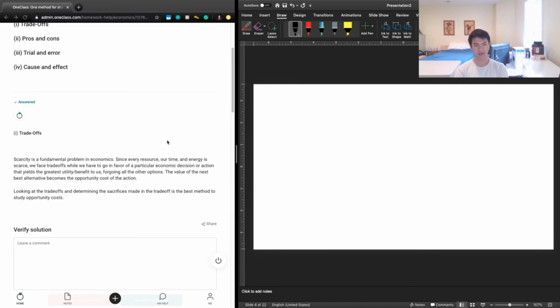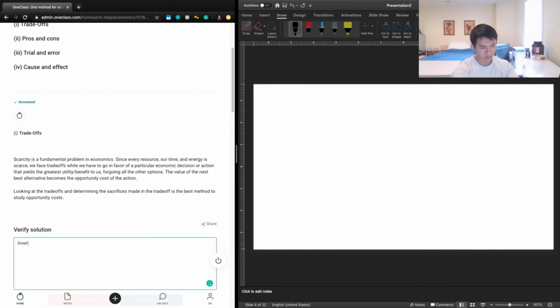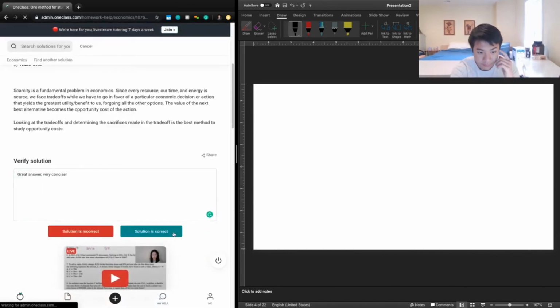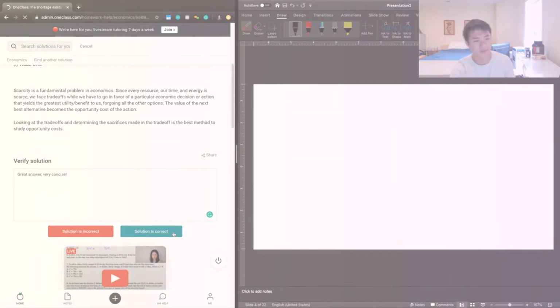Looking at the trade-offs and determining the sacrifices made in the trade-off is the best method to study opportunity costs. And so that is a correct answer. And there's no real issues with that, so that's very clear. Great answer, very concise. And we can move on to the next question.